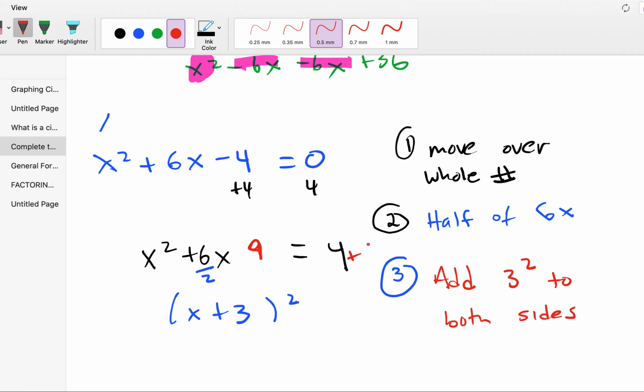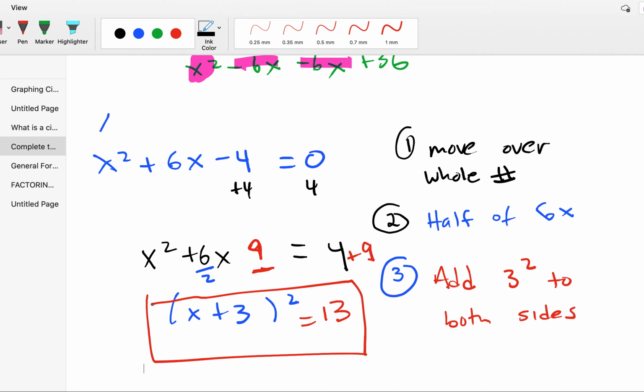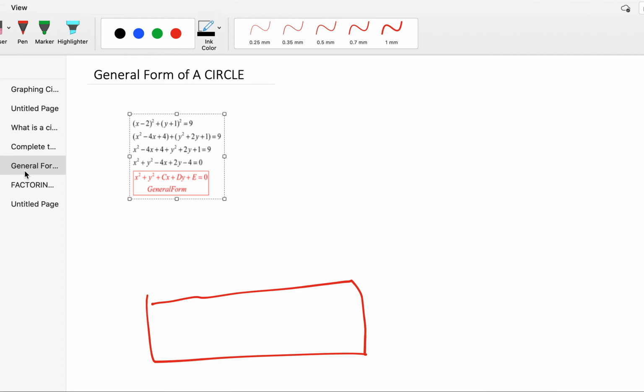I need to add it to this side. So I don't do anything with my perfect square. We put the 9 here because it's included in this perfect square. But this side I do need to add, and it will be 13. And that will be my final answer. So that is how to complete the square. We'll have another video for how to do the general form, but here's a quick example.